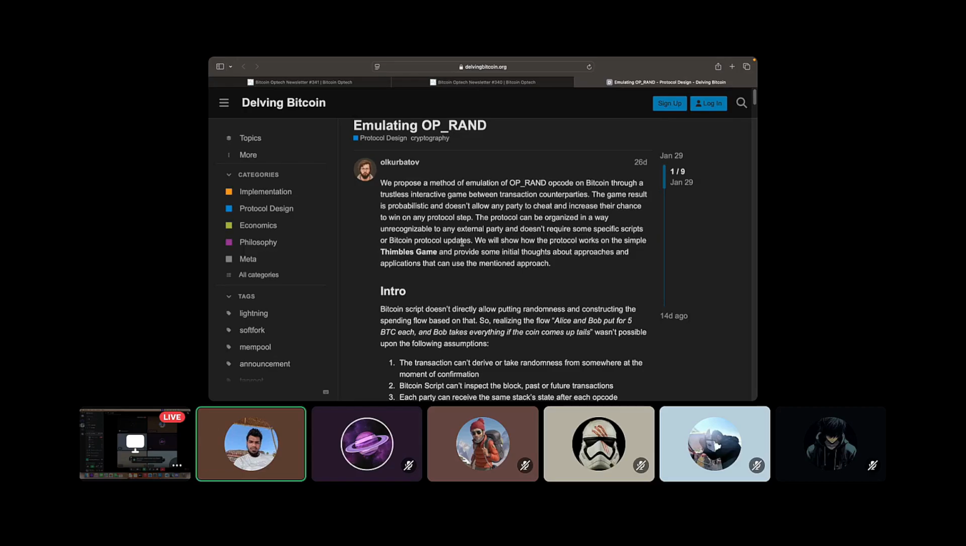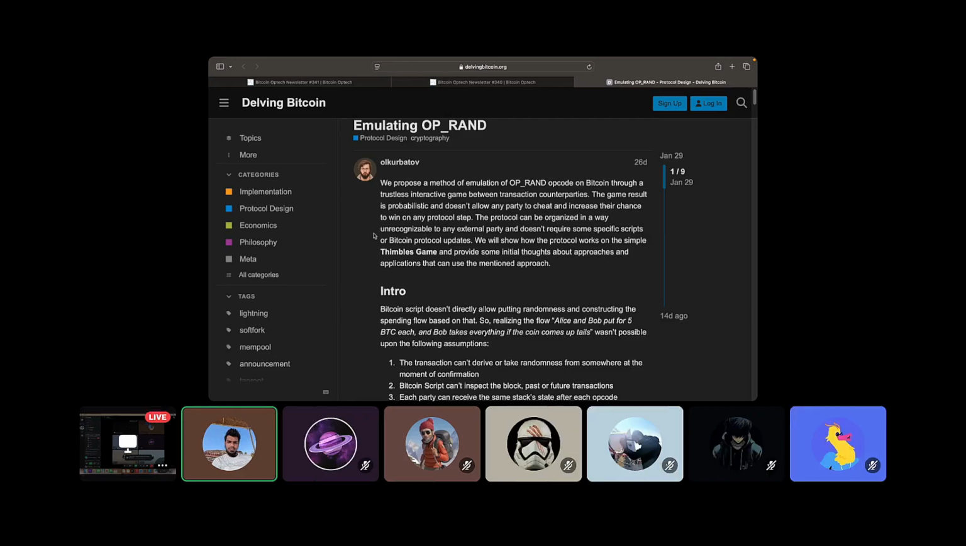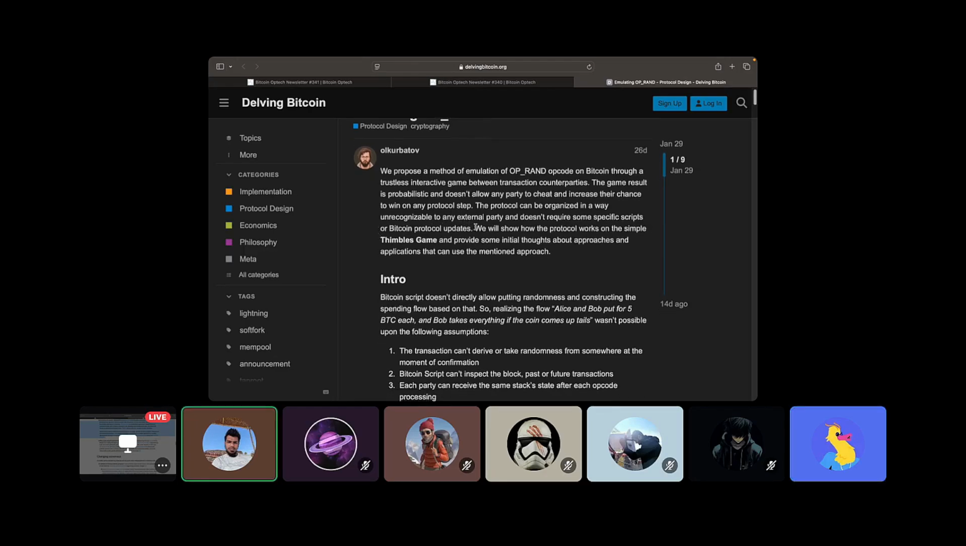So this proposal does not require any specific kind of script, nor is it tied to a soft fork or a protocol update. So when transactions associated with this specific proposal are broadcast and confirmed on the blockchain, there is no avenue to distinguish whether it's a regular Bitcoin transaction or a transaction that is emulating OP_RAND. We will show how the protocol works on the simple thimbles game and provide some initial thoughts about approaches and applications that can use the mentioned approach.